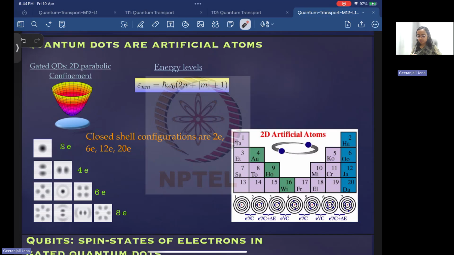So if you recall quantum dots, give me 1 minute.